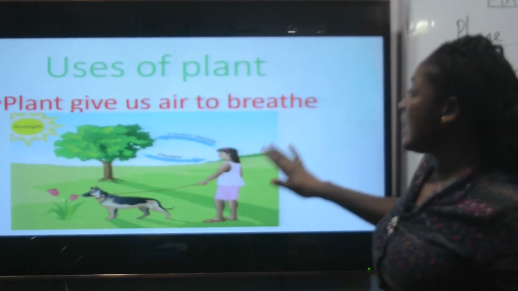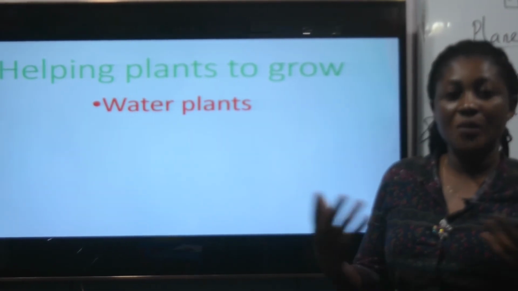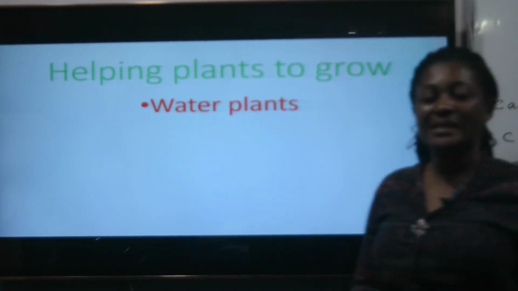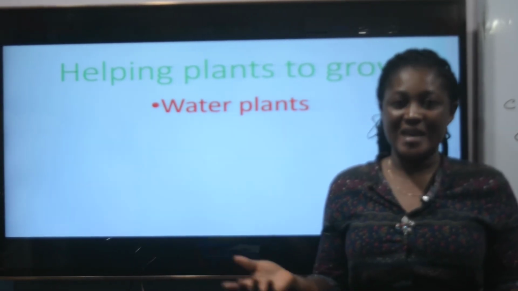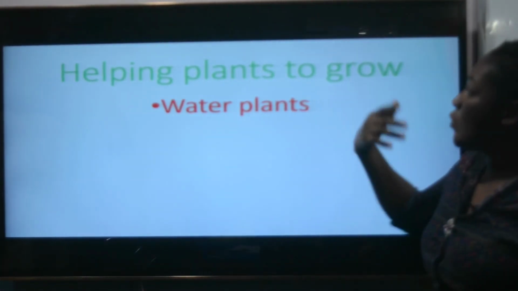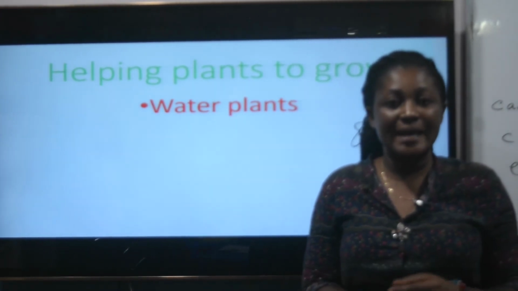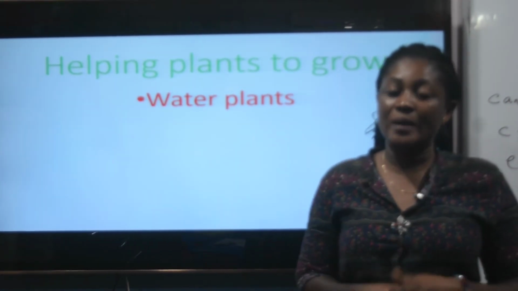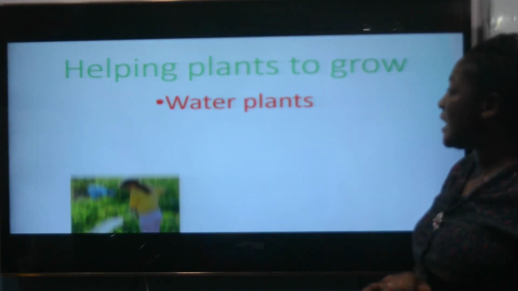Kids, now let's look at how we can help plants to grow well. Remember when we learned about water, we said that water helps plants to grow well. So how are we going to help our plants to grow well? We have to water our plants daily, in the morning and in the evening. When you water your plants, they will grow very well and beautiful. Now let's look at a picture.